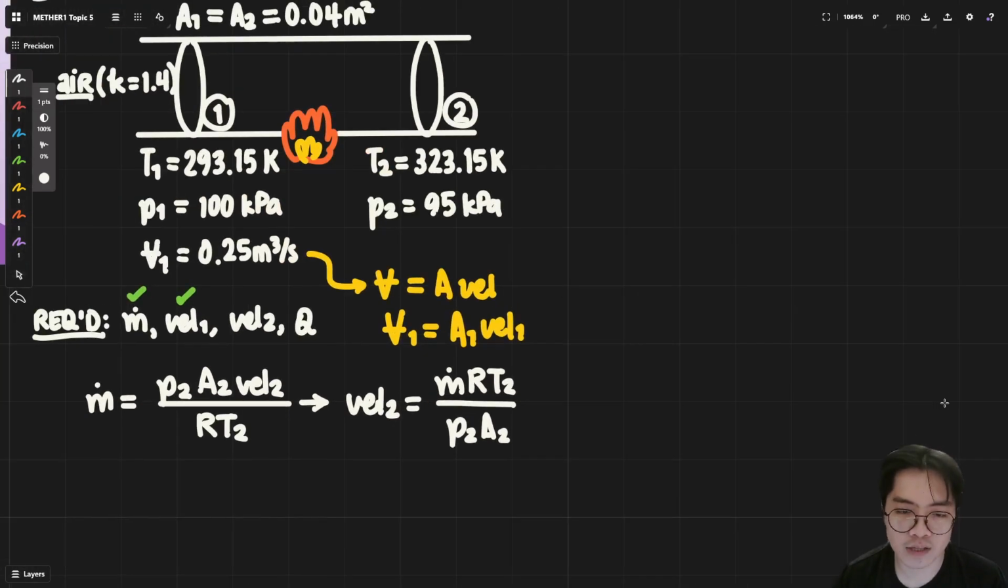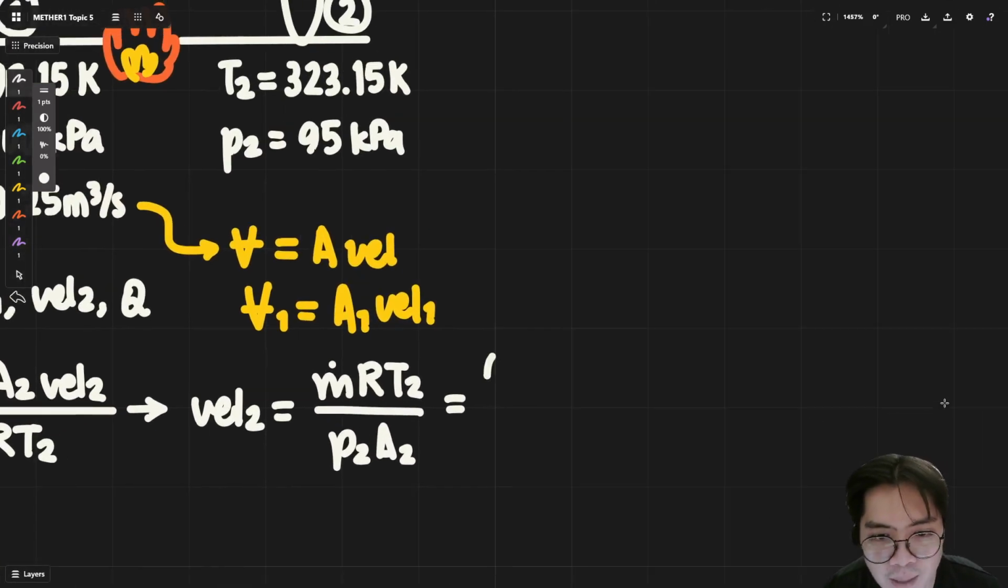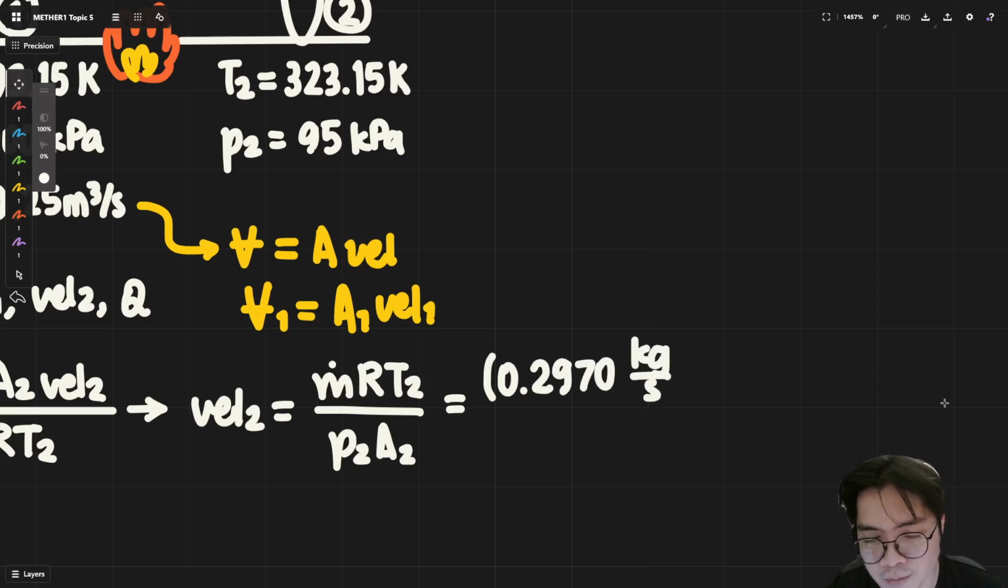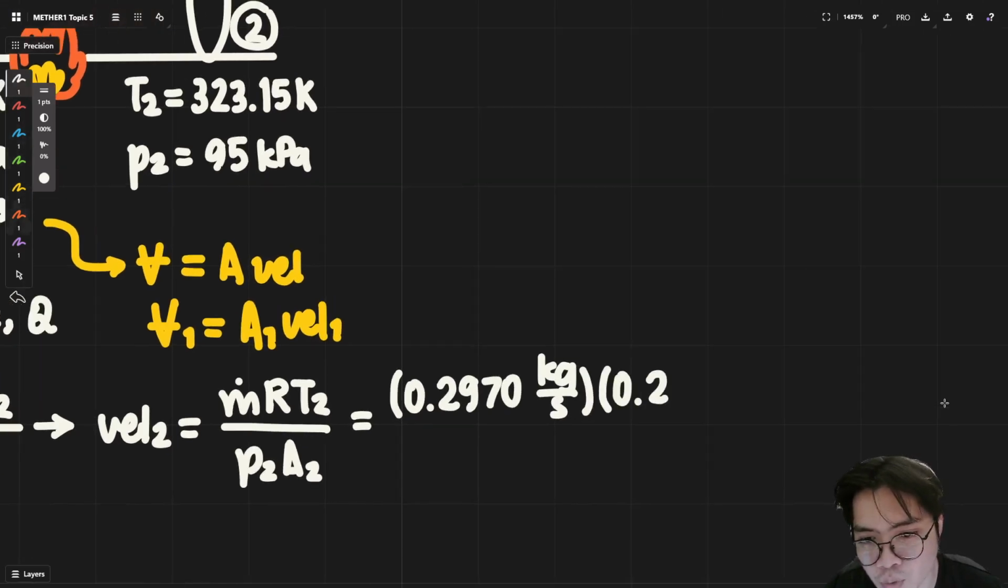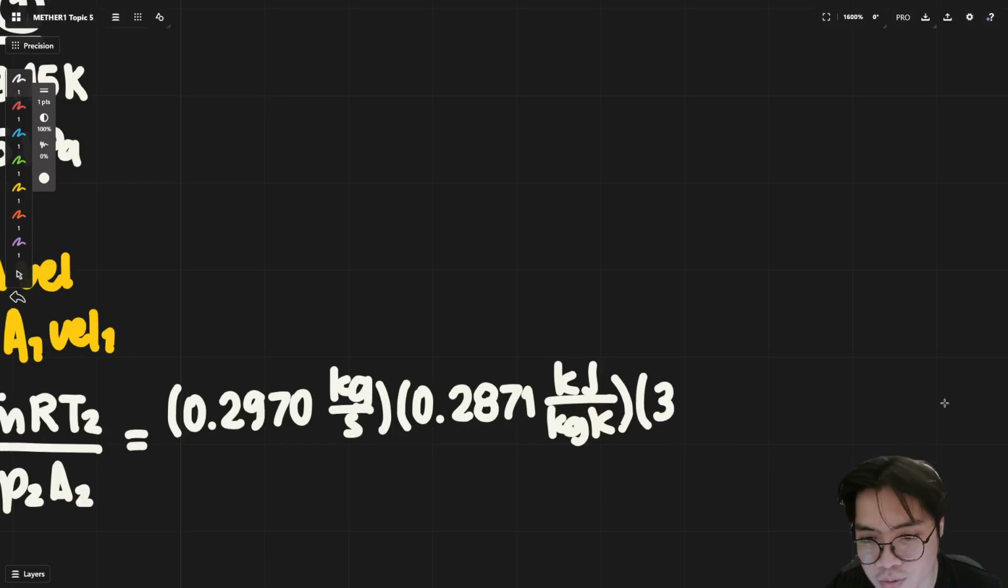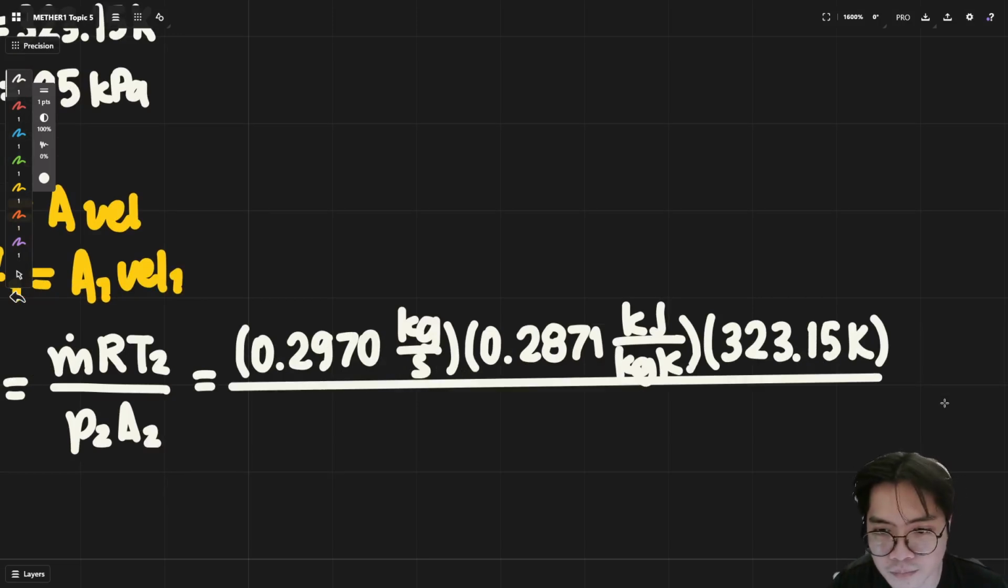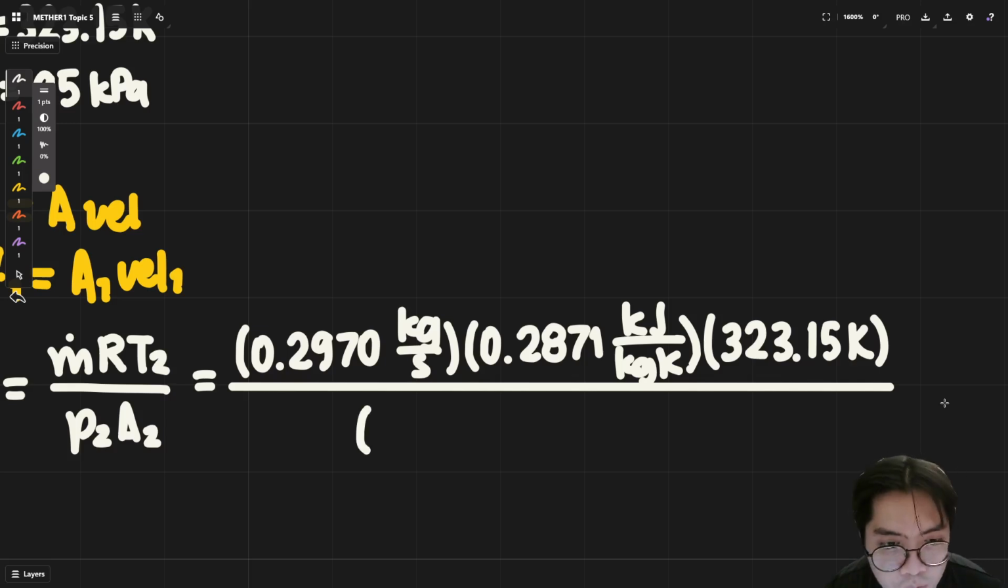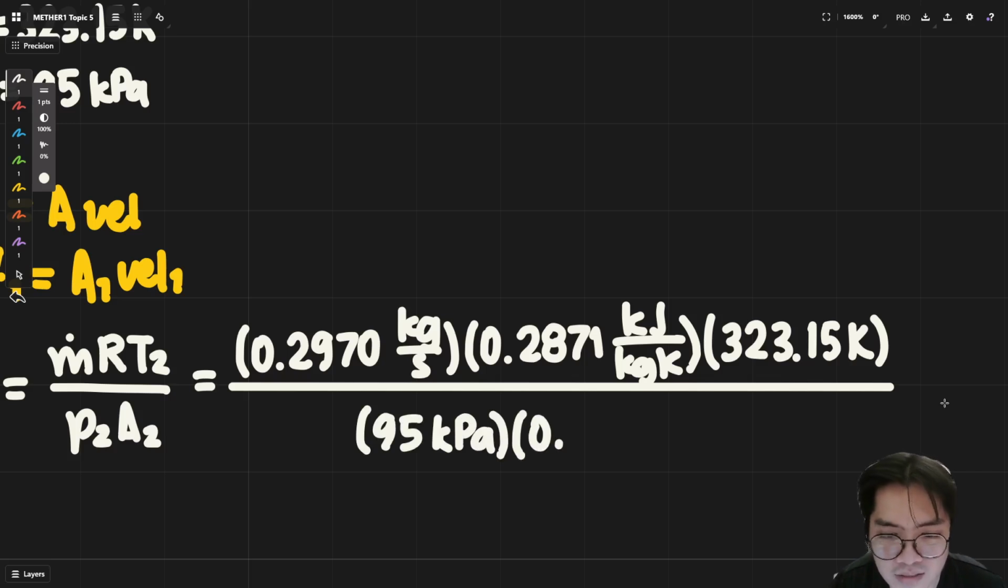Okay. Let's try this out. What we will have is basically m dot, 0.2, what was that again? 0.2970 kilograms per second, times 0.2871 kilojoules per kilogram Kelvin, times your T2. Your T2 is now going to be 323.15 Kelvin, all over your P2, which is now 95 kPa. This is now the second pressure, right? The pressure exiting. And your A2 is 0.04 square meters.